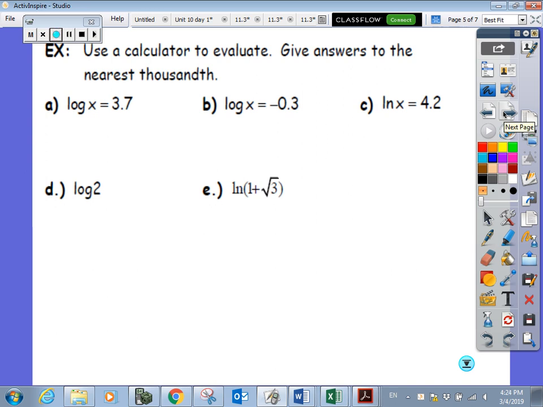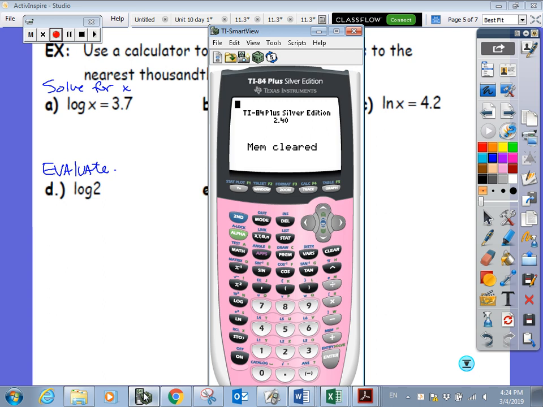All right, then a calculator. Okay, plugging these into the calculator. Now, notice that some have an x and some just say, what are they? So these would be solve for x, and these would just be evaluate. Okay, so there's a difference. Notice there's no x on D and E, so don't put x equals because there's no x for it to equal. So log of x equals 3.7.